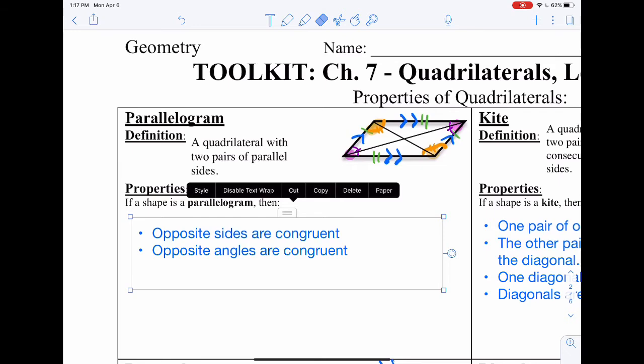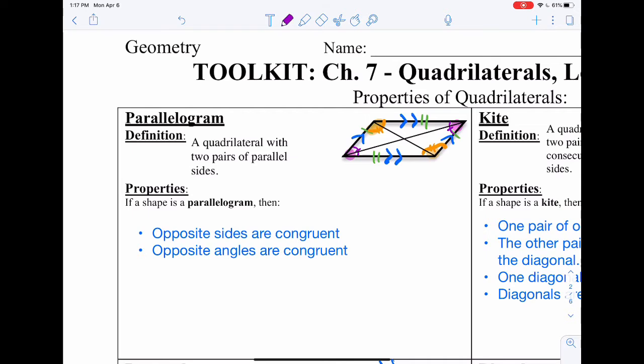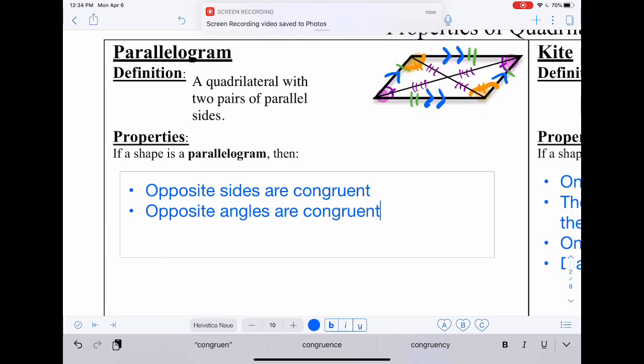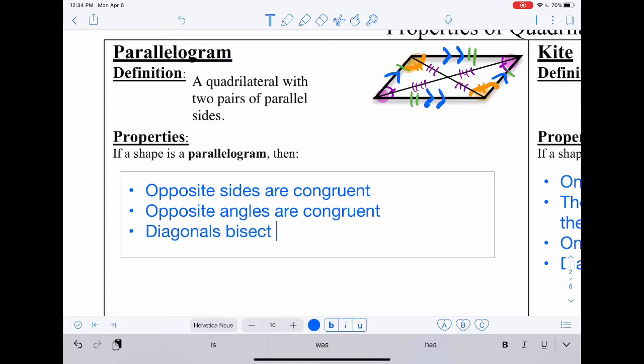So hopefully you saw that where those diagonals intersect, they also cut each other in half. So I can add 1, 2, 3 tick marks here and 1, 2, 3 here because those two segments are congruent. And then for this one, I will add 1, 2, 3, 4 and 1, 2, 3, 4. What is that word when something cuts something else in half in geometry? Bisect. So if a shape is a parallelogram, then diagonals bisect each other.